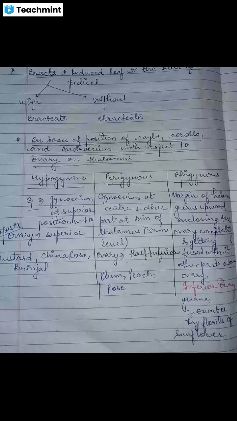Next, what is on the basis of floral appendages? We have mainly three types of floral appendages. If the appendages are three in number, we call it trimerous. If four in number, we call it tetramerous. If five in number, we call it pentamerous.